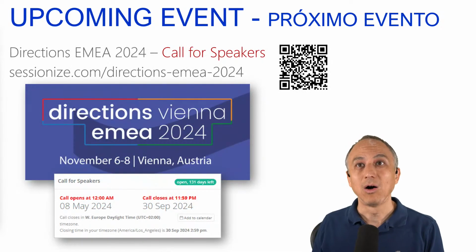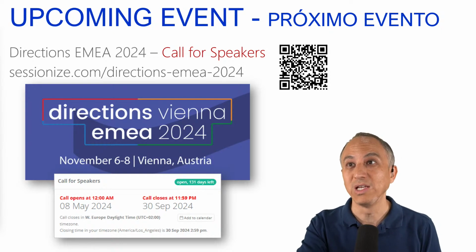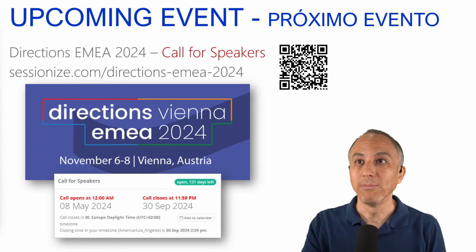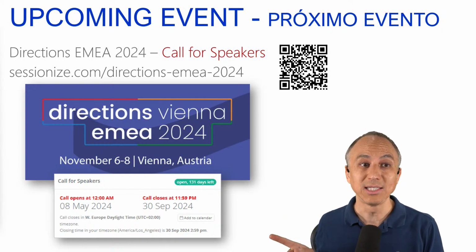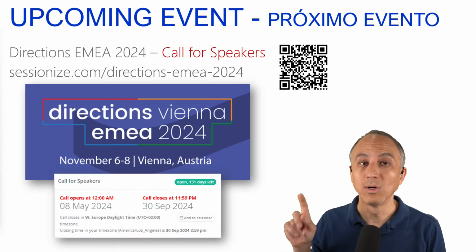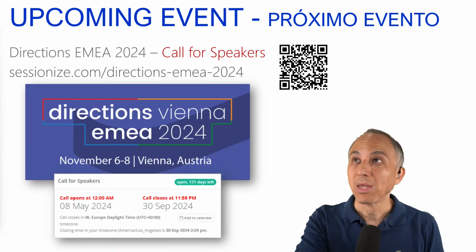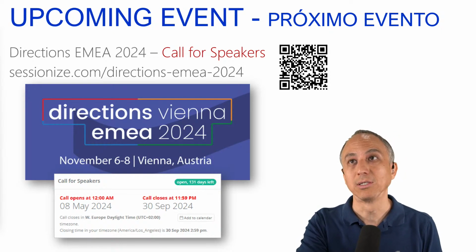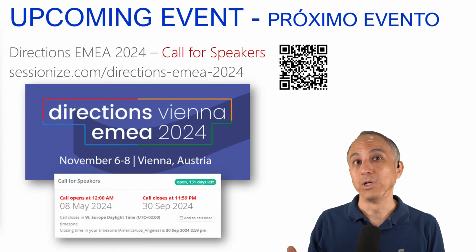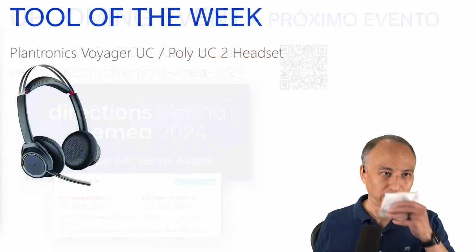And we have a call for speakers for Directions EMEA 2024 in Vienna, Austria. It just opened up a couple weeks ago, May 8th, and that's over on Sessionize. So head on over to sessionize.com, Directions EMEA 2024. There's a QR code for that for your clicking convenience. And submit a session. Submit a session for an awesome topic. Be a speaker at a conference. Enjoy Austria. So that sounds great. Okay. Take a breath.